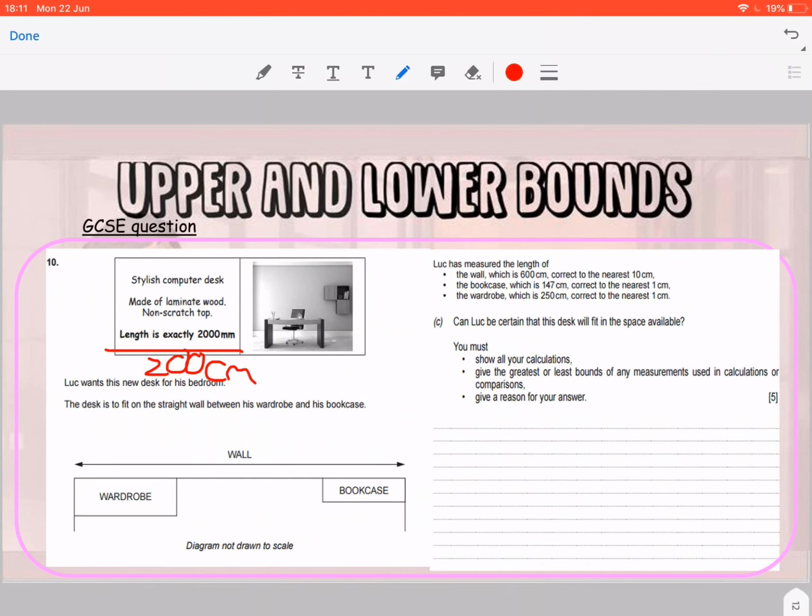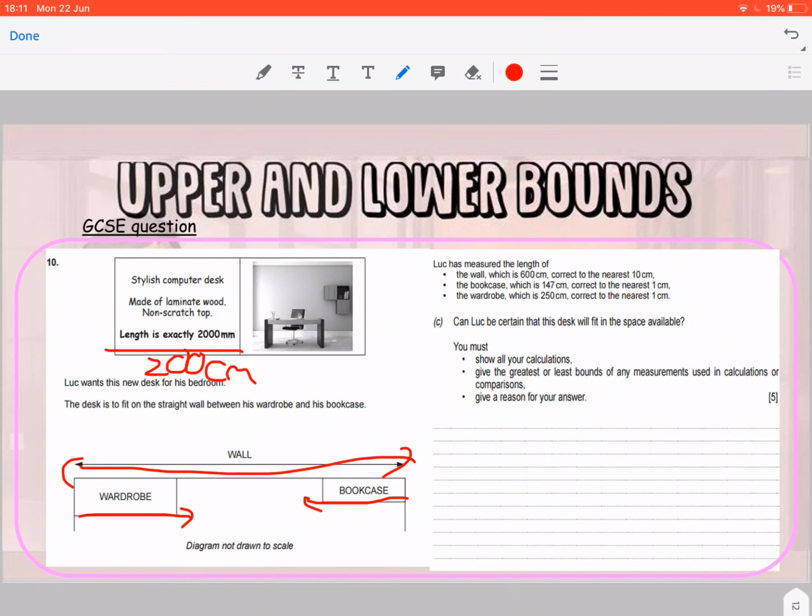He wants to fit it in. Will he definitely, 100%, have enough space to fit this in his room? What you've got to work out essentially is the worst case scenario. The worst case scenario is the wardrobe, they've rounded it, but it was the biggest value. The bookcase, they've rounded it and it was the biggest value. And the wall was the smallest value. So that's the worst case scenario.